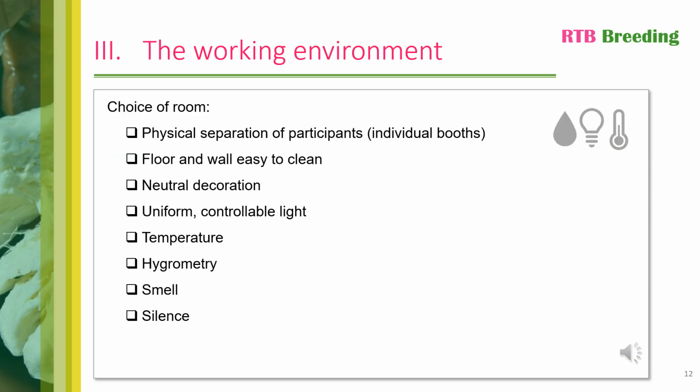Once you've selected all the panelists, you need to find a place to carry out the QDA test, ideally in a sensory laboratory. QDA testing should be carried out in specially designed rooms with individual test booths. Cabins, floors, and walls must be easy to clean with neutral decoration. The room atmosphere must be controlled, including light, temperature, humidity, odor, and noise.